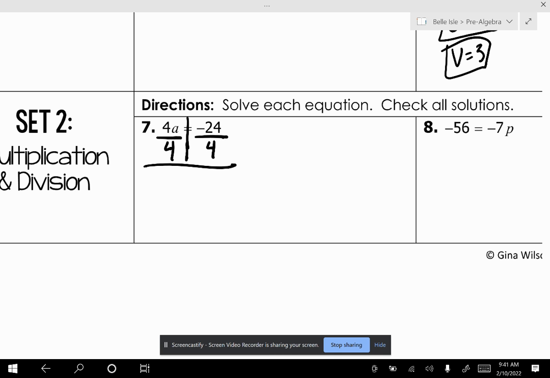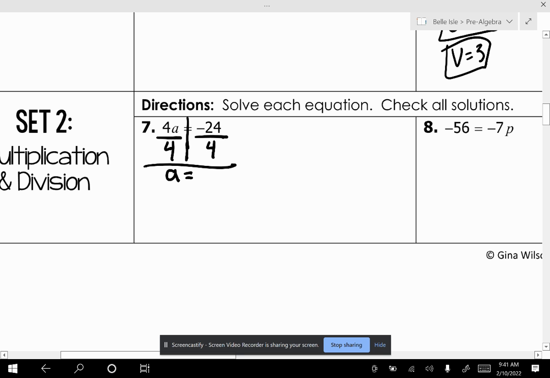So we have 4a over 4. What is 4 divided by 4? 1, right? Does multiplying a 1 by this a change its value at all? No. So all you have left is an a, just what we want. When you have a number on top and a number on bottom and you're dividing them, if they match, they cancel each other out.